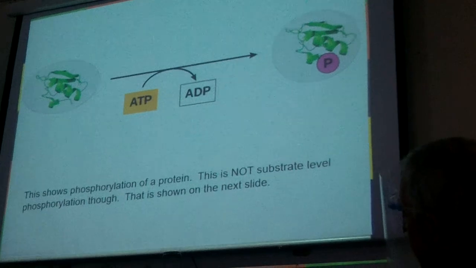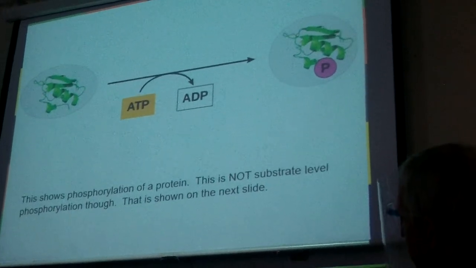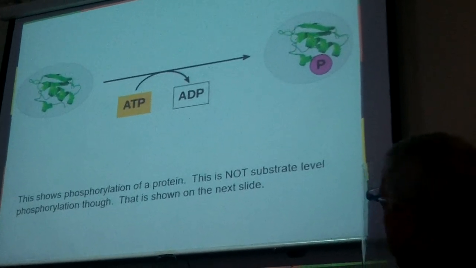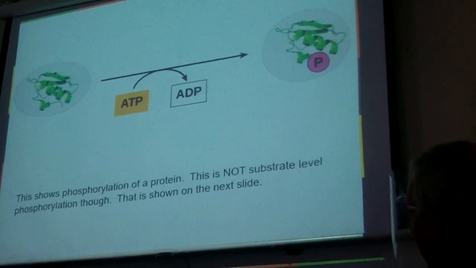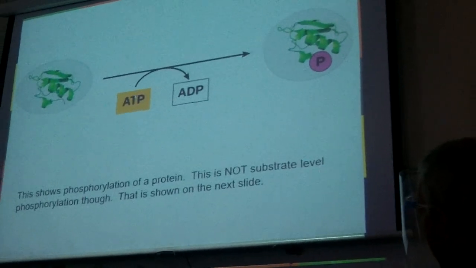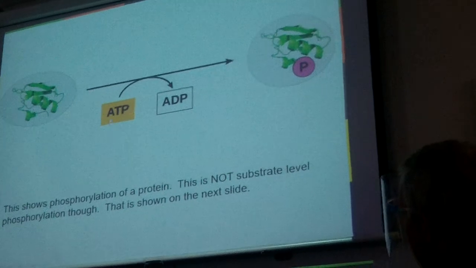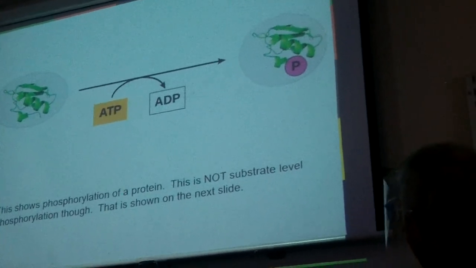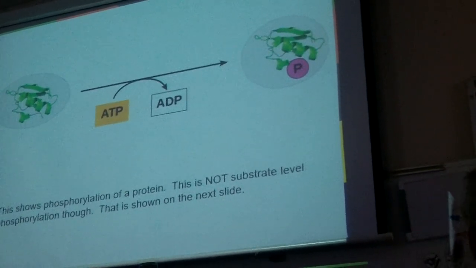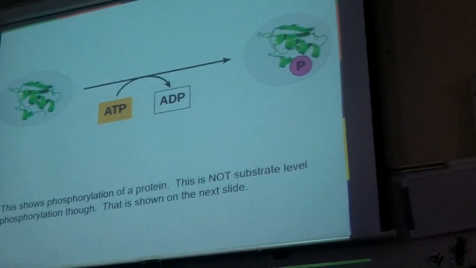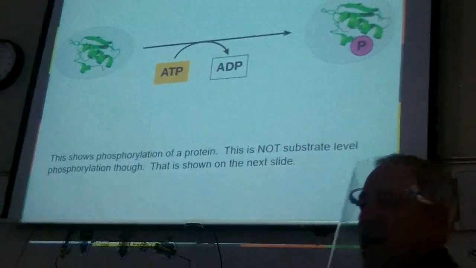This is a single chain. This is a long primary structure that's folded into a tertiary structure. Anyway, that protein gets phosphorylated by ATP. ATP turns into ADP and drops off a phosphate. Now this protein is phosphorylated. The phosphorylation of a protein will often change its shape.